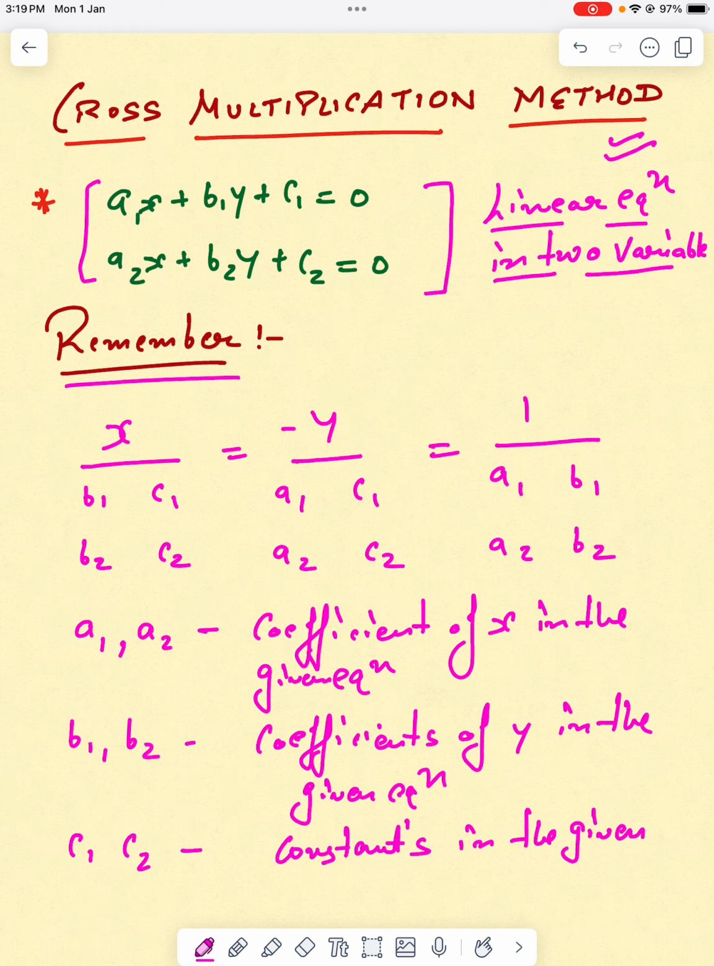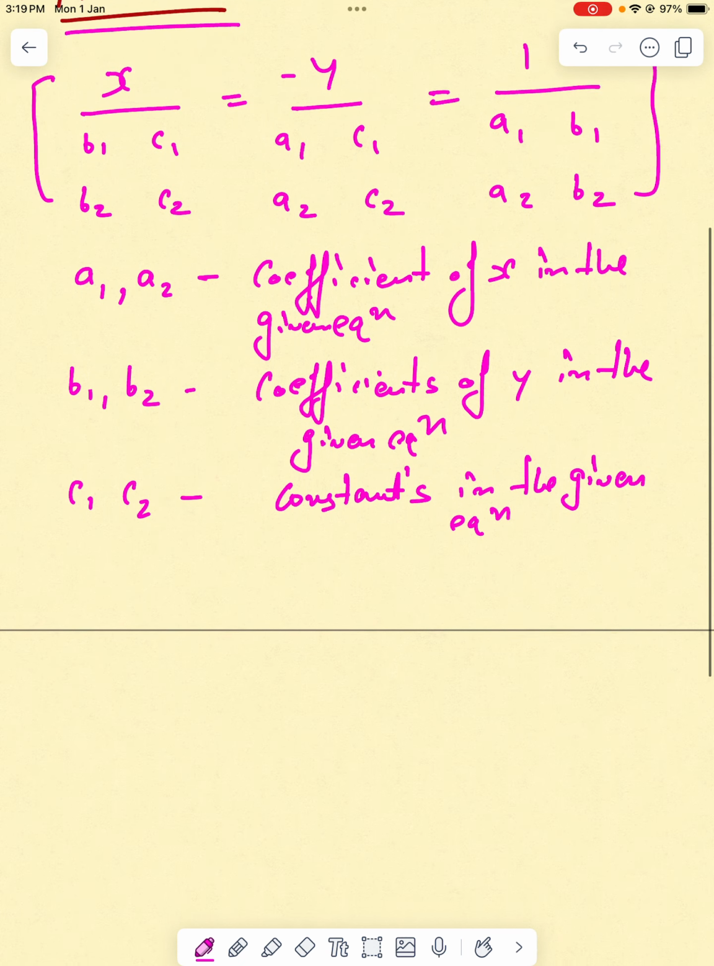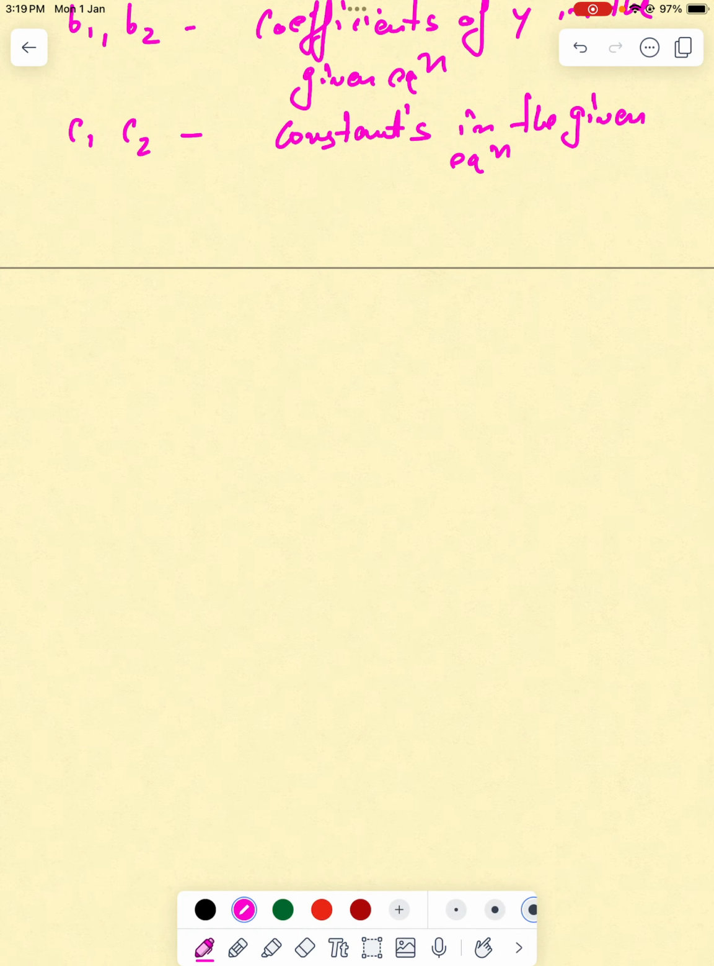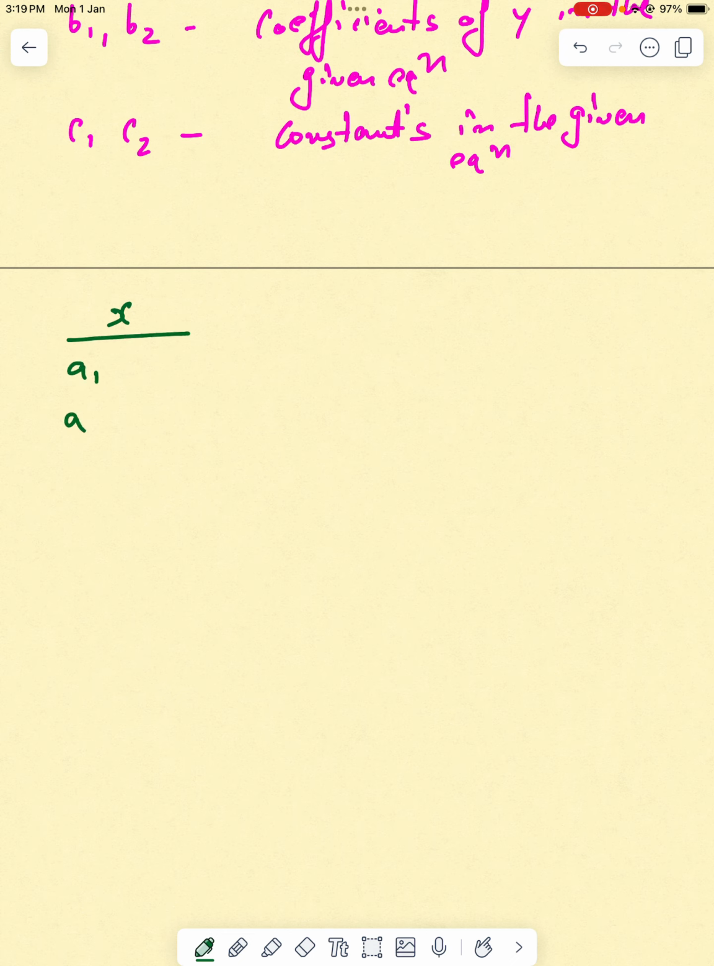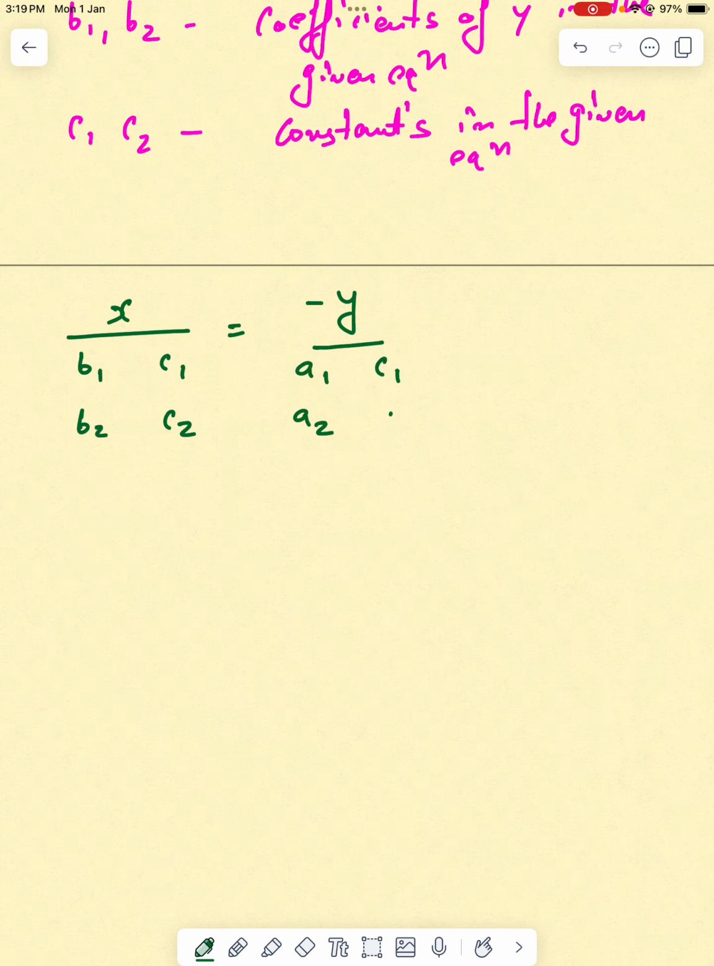So remember the result. What is the next step you will do? I'm writing it here again in our next slide. That is the result. Result is x upon a1 a2. No, this is wrong. It's x upon b1 b2 c1 c2, minus y upon a1 a2 c1 c2, equals 1 upon a1 a2 b1 b2.